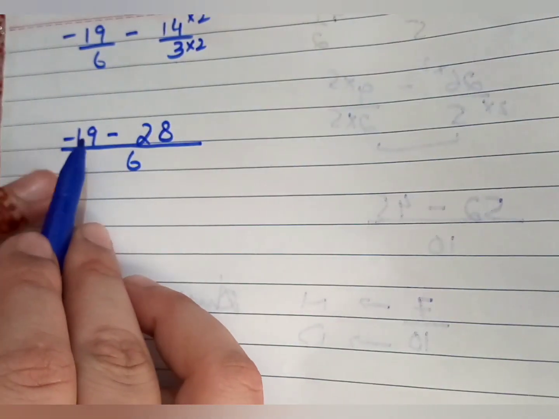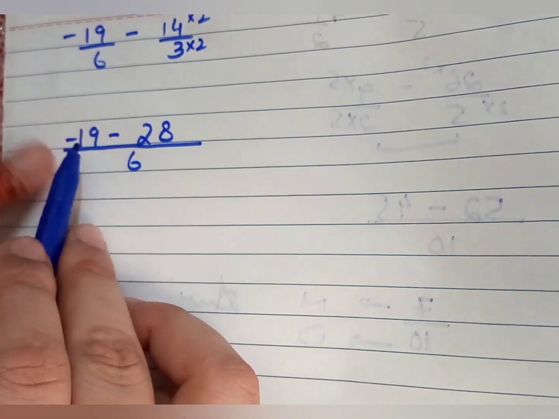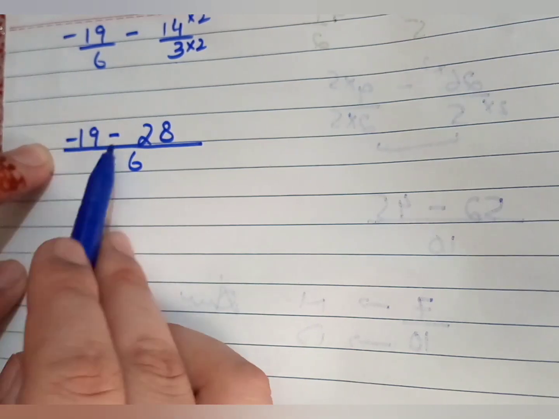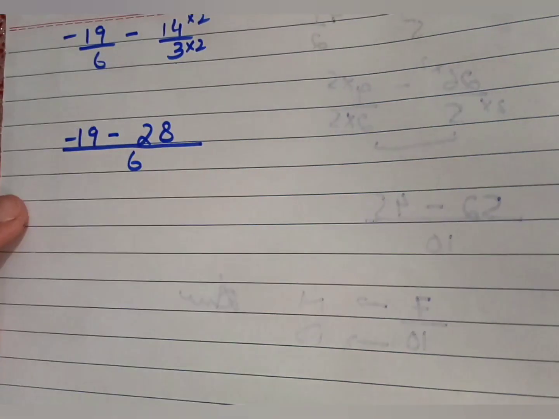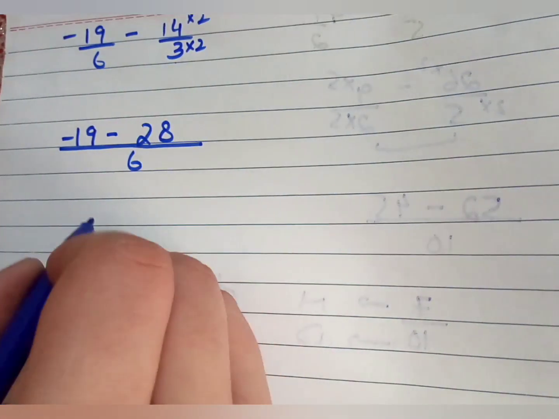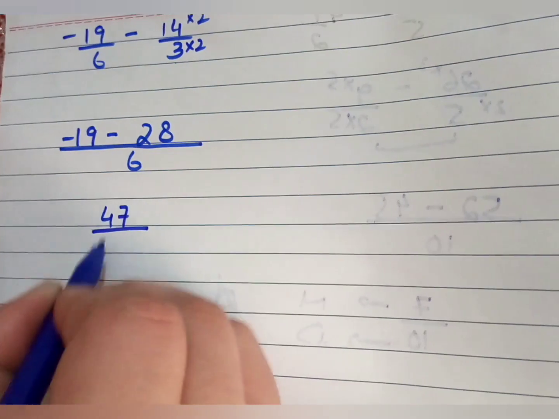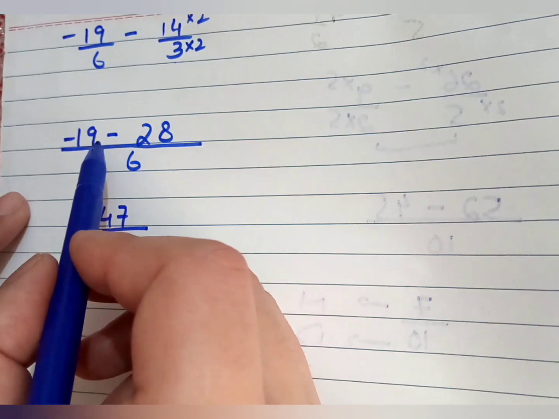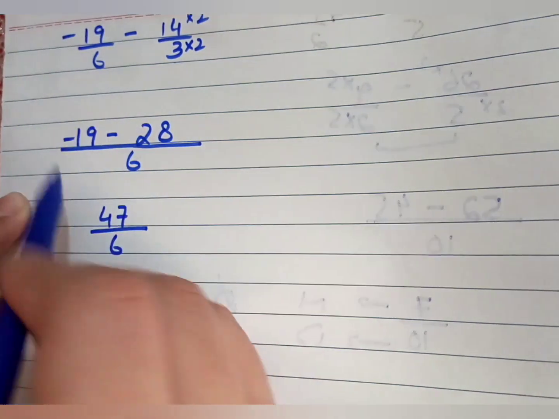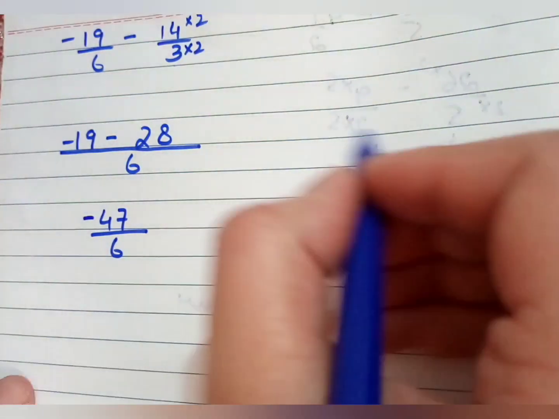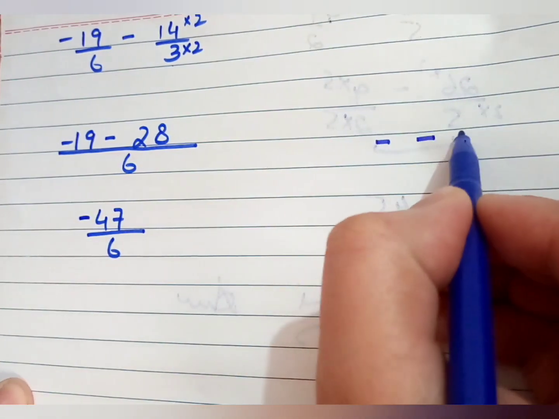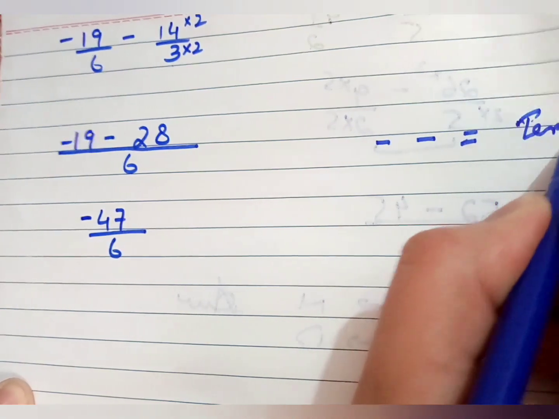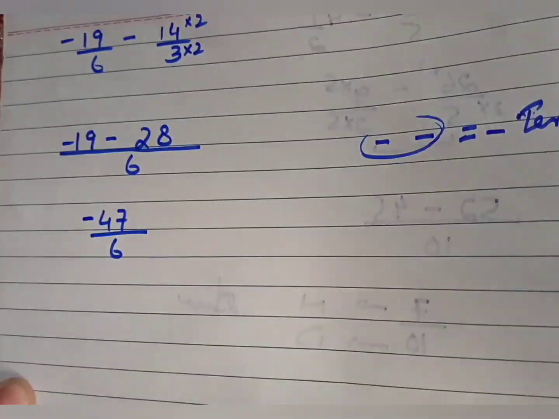Now add up these two numbers. You can see that we have the two terms 19 and 28, and both have the same sign, and the sign is minus. Whenever both terms have the same sign, the terms will be added. So 19 plus 28 is 47 by 6. Both the terms have the minus sign, so we put the minus. You can also say that minus minus is plus, the terms will be added, and the sign will be the one both terms have, minus.